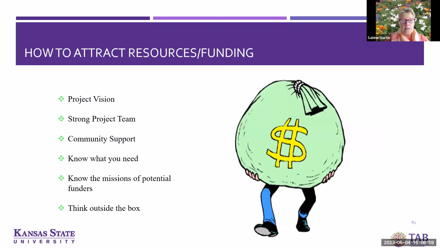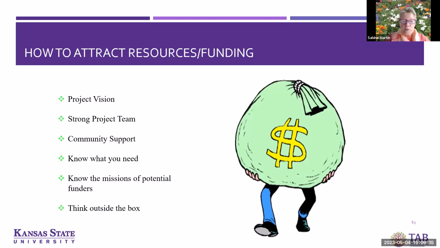So how do you attract additional resources, basically funding resources? Again, I said already, the vision needs to be there. You need to have a strong project team. A lot of funders, and this definitely includes EPA, want to see community support, community engagement. The community needs to be behind your project, and you need to be able to document that. You need to know what you need. How much money do I need for what task? What do I ask a funder for? So the less vague, the better. Otherwise, you probably won't see anything, no funding.